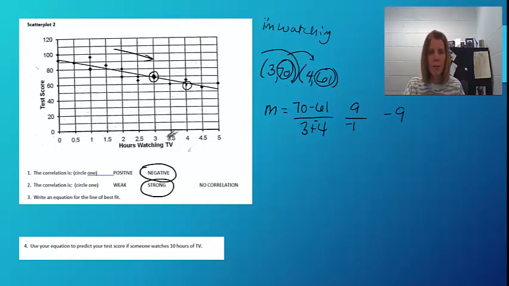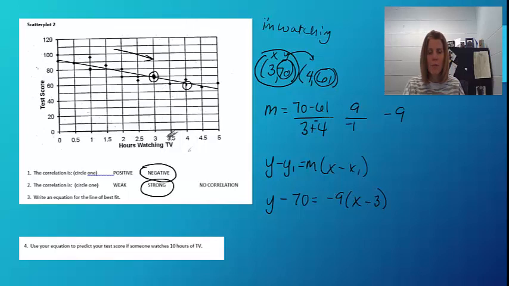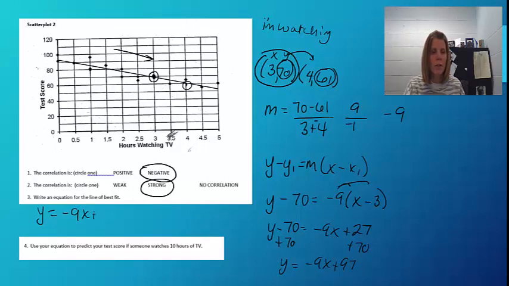So from here, I'm going to pick that first point and write my equation, and then I've got my x and I've got my y. And let's see here, I'm going to have y minus my y, which is 70, equals my slope, negative 9, times x minus my x value, which is 3. And then from here, I am going to be distributing. So y minus 70 equals negative 9x. Negative 9 times negative 3 will be positive 27. And then from here, I will add 70 to both sides. So I will get y equals negative 9x plus 97. And I will write it over here: y equals negative 9x plus 97.